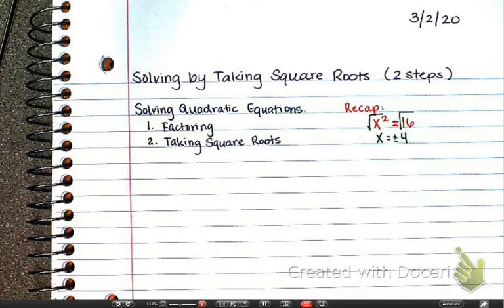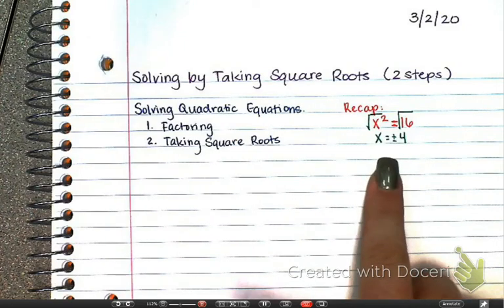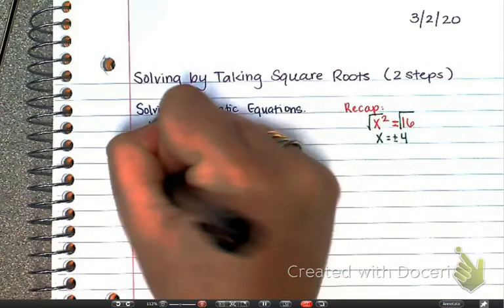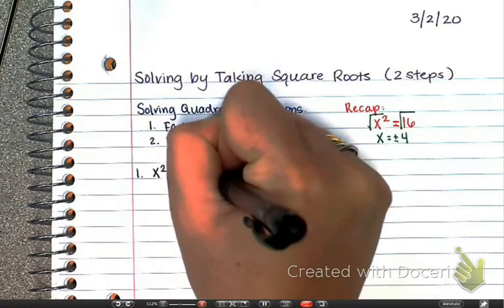Okay. Today we're going to focus specifically on, so this was a one step, right? I took the square root of both sides. Everyone agree I did one thing? Yes? Okay. Today we're going to specifically focus on 2-step. So x squared plus 1 equals 45.